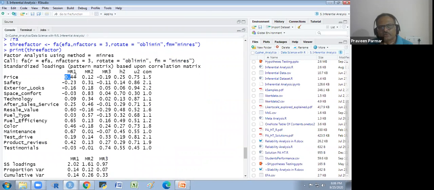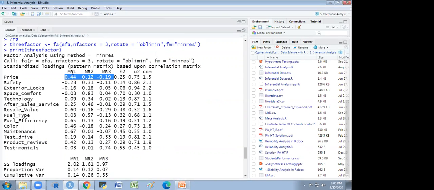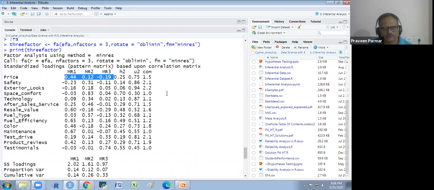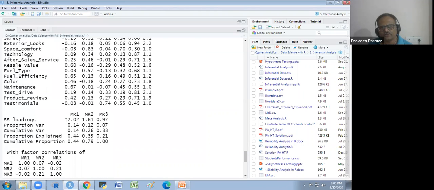These are the factor loadings. You understand, whichever is the highest will go in that particular group. Sum of square loadings is there: 2.02, 1.61 and 0.97. The highest sum of square loadings is here, MR1. Proportion variance is almost the same. I think no, it is higher in MR1. And MR2 is okay. MR3, we could see this.